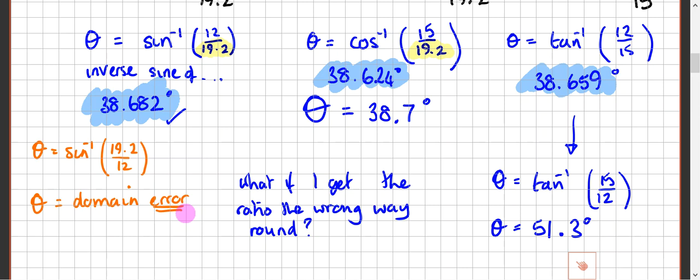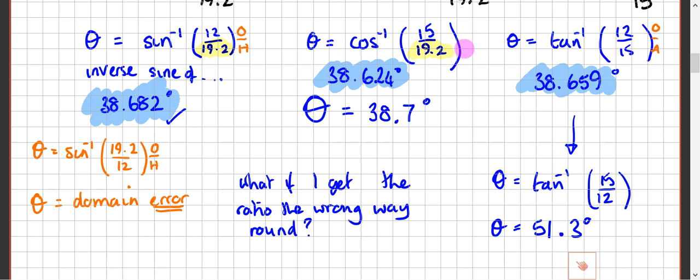There you go. This ratio is opposite over hypotenuse. If I get it the wrong way round, it's not possible to have that as a triangle because I can't have the opposite side being longer than the hypotenuse. That's why with the tangent, opposite and adjacent, that's fine. They can be whatever they can be. But the sine, and the cosine one, same issue. Do you get a domain error with the cosine one as well? Yeah.